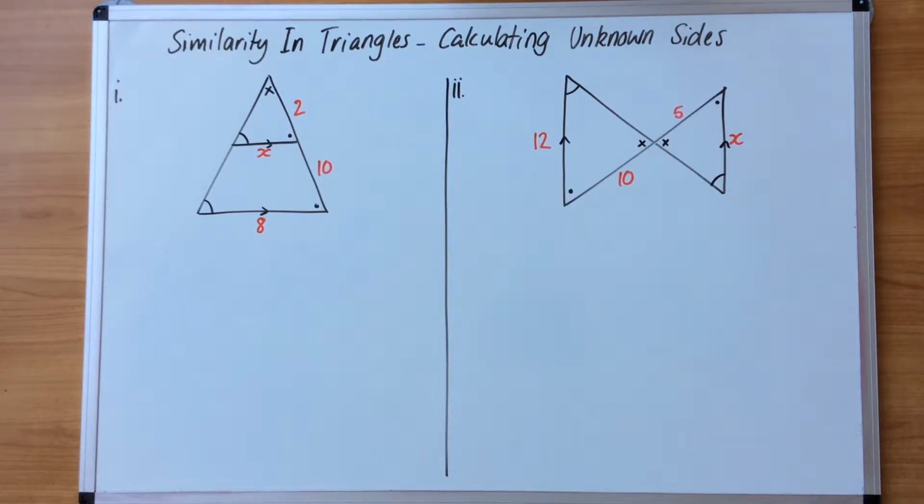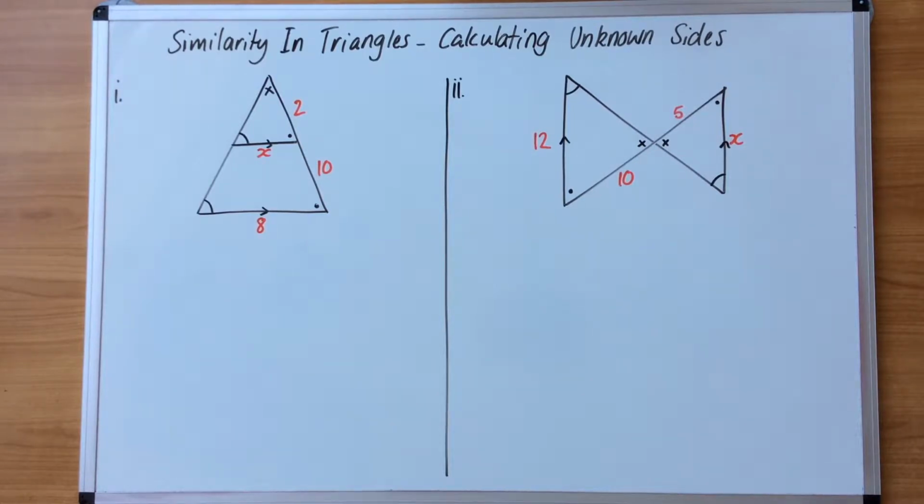In this video, we are going to focus on similarity in triangles, calculating unknown sides. There's many clues in these triangles. First thing is that you start with the measurements given and you figure out what we don't know, which is the value of x. Then we look for the matching angles, and that's going to give us some clues to help us substitute into the rule that we're going to write.